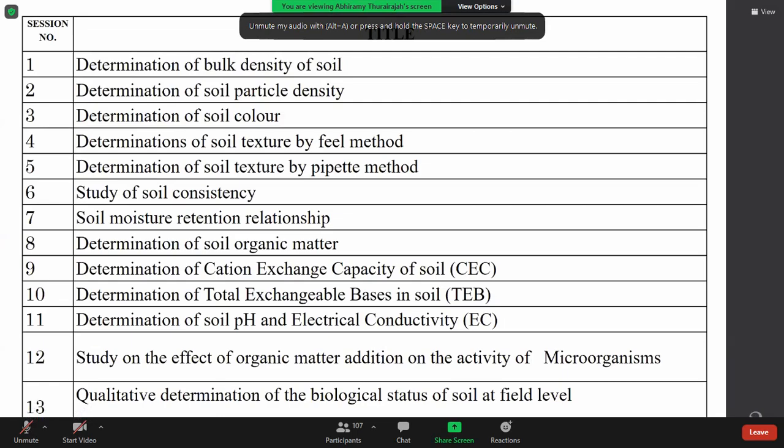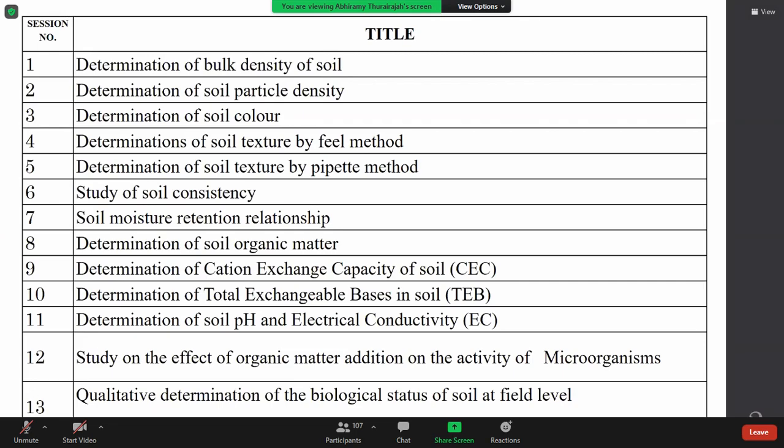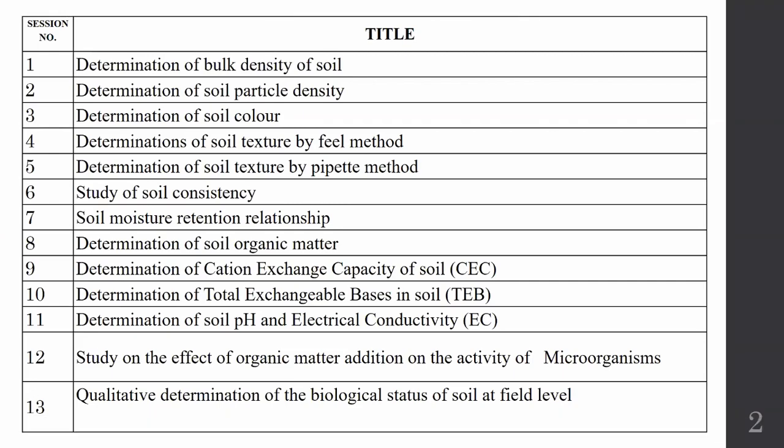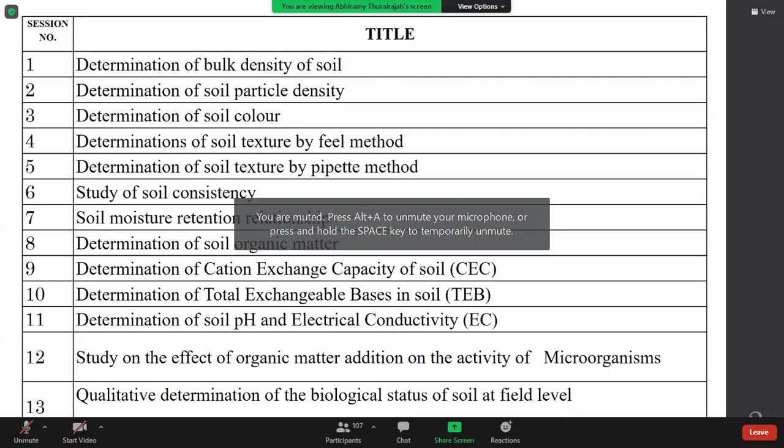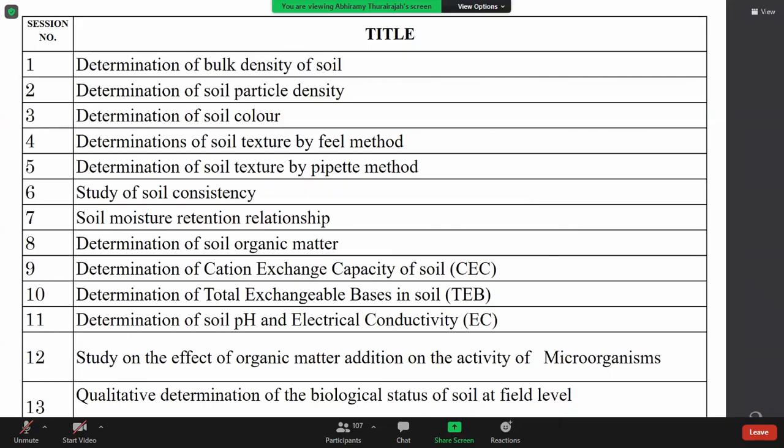Yeah, there are so many physical and chemical properties you have to study under this course title. These are some titles that you studied in your practical sessions as well as in your theory. You can look at these titles and get an idea about which physical and chemical properties you are going to study. Can anyone read it?